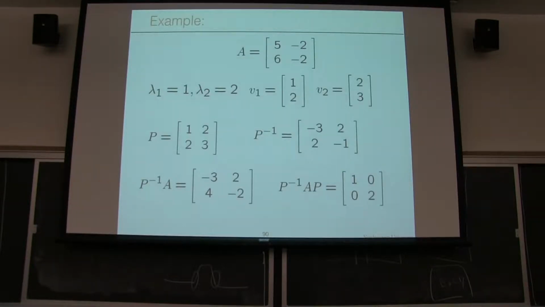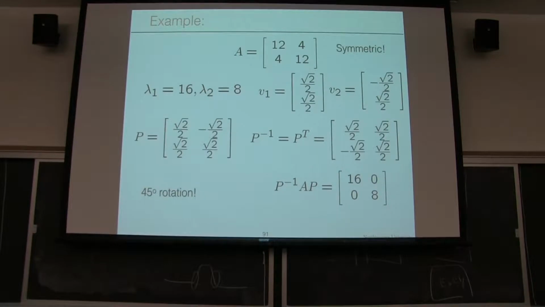So here's an example. This is not symmetric. This is the matrix I showed you earlier. These are the eigenvalues, the eigenvectors. This is the diagonalization matrix. This is its inverse. And you can verify that if you do the product of this, you get the diagonal matrix with the eigenvalues on the diagonal. Now, if I take a symmetric matrix, and I do that, I find, in this case, the eigenvalues are 16 and 8. These are my unit norm eigenvectors. This is the diagonalization matrix, which is a rotation of 45 degrees in this case.